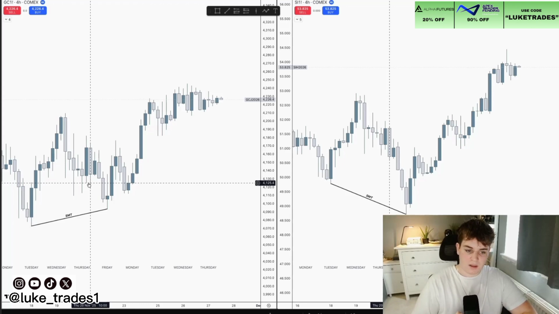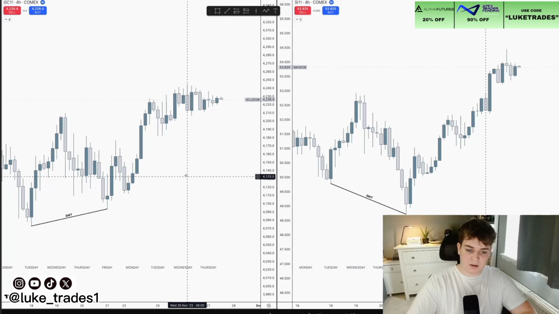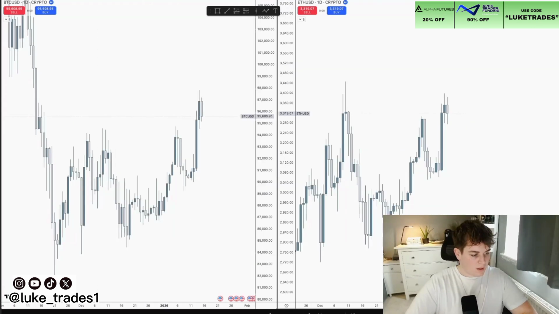But yeah, let's go over to the last example and I'll show you that you can work on any market as long as they're correlated. Okay, so this will be the final example demonstrating SMT. This is currently Bitcoin and Ethereum, right? So Bitcoin is on the left and Ethereum is on the right.